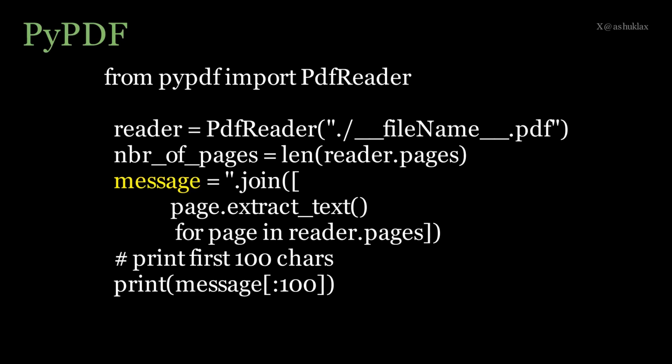Then you write number of pages. So number of pages is a variable. Simply what it does is calculate the length of reader.pages. So this line calculates the number of pages in the PDF by getting the length of the pages attribute of the reader object. Next you write message. So message equals, you take an empty string and then you join and you create a comprehension, that means a for loop. So for page in reader.pages, you just extract the text and you append it to the same message variable here.